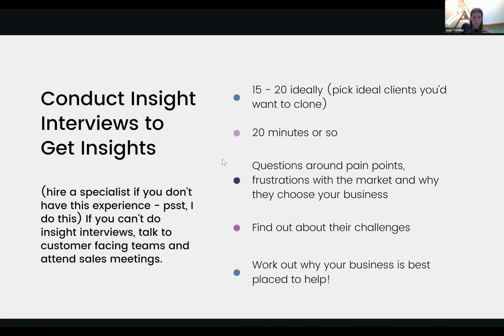What do you think we do better than others? Because you're trying to find out what's good about you. It's not a feedback survey. It's why are we great? And so really finding out about their challenges. Tell me about your day-to-day job. What do you find difficult? What's high on your agenda? And work out from those insights, and then you can use those insights to work out why your business is best placed to help.